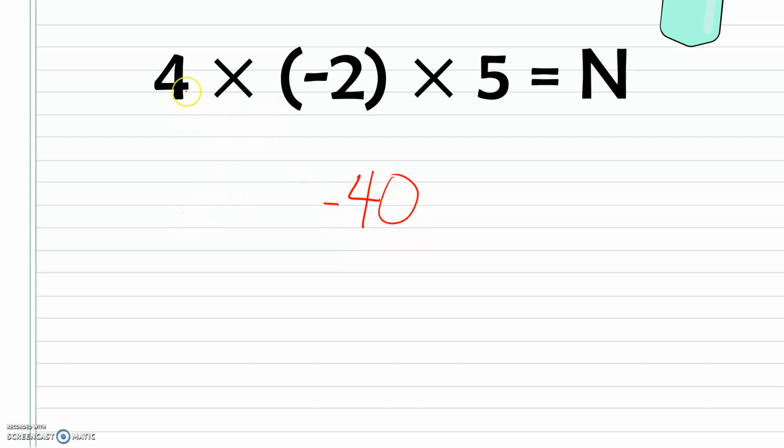If you do it this way, 4 times negative 2, this is positive and this is negative. So when you multiply positive and negative, that will equal a negative integer. So 4 times negative 2 is equal to a negative 8. Then when you multiply negative 8 to 5, this is negative and this is positive. So the result here will also be negative because you have one negative factor.